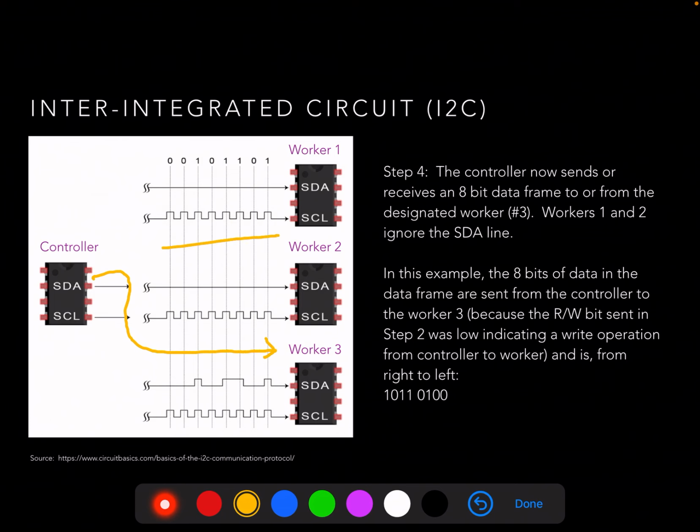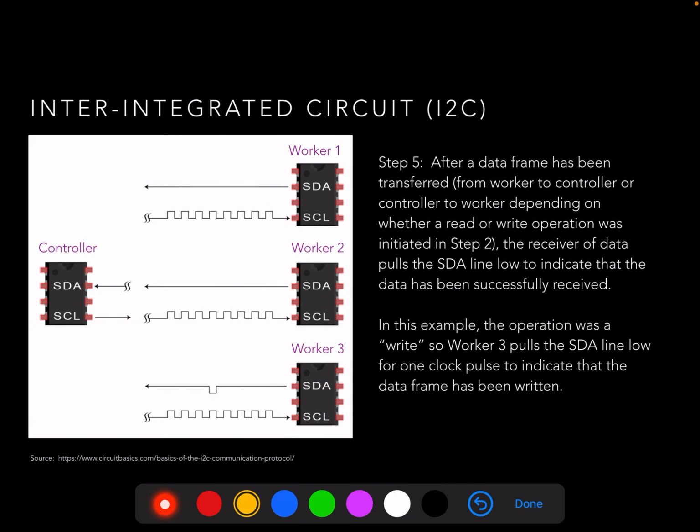Again, time going from right to left here means that the information that's being sent, as shown here, is going to be 1, 0, 1, 1, 0, 1, 0, 0. And that's the information or the data that is now going from controller to worker number 3. After that's been done and acknowledged, again, the worker is going to take the SDA line low to indicate that the write operation of those 8 bits has been completed successfully.